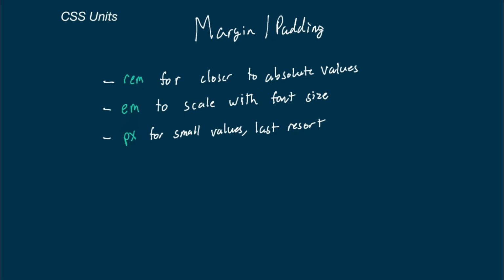Finally, pixels can be used here, but again, I would be careful with this due to accessibility. As a general rule, pixels are fine for very small values, such as a 10 pixel padding, but as the values increase, you'll usually want to prefer REM, or of course you could just use REM for all of these values and almost never use pixel values at all.